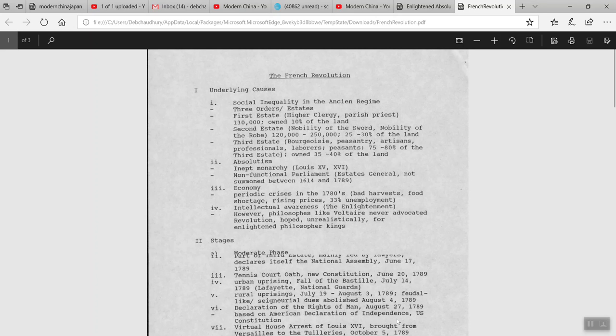One representative, Abbe Sieyes, issued a pamphlet which he called "What is the Third Estate?" And here he poses the question, he actually presents the answer himself. What is the Third Estate? It is everything. What has it been thus far in the political order? Nothing. What does it demand? To become something. And Sieyes was looking ahead.